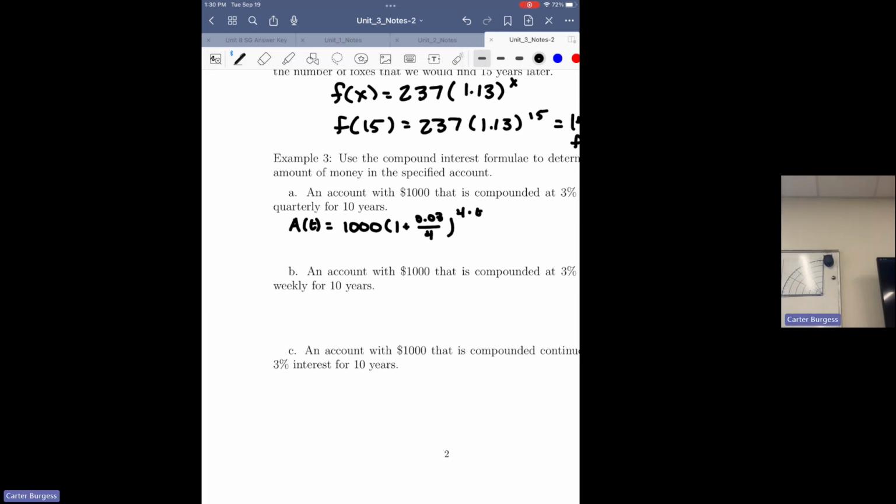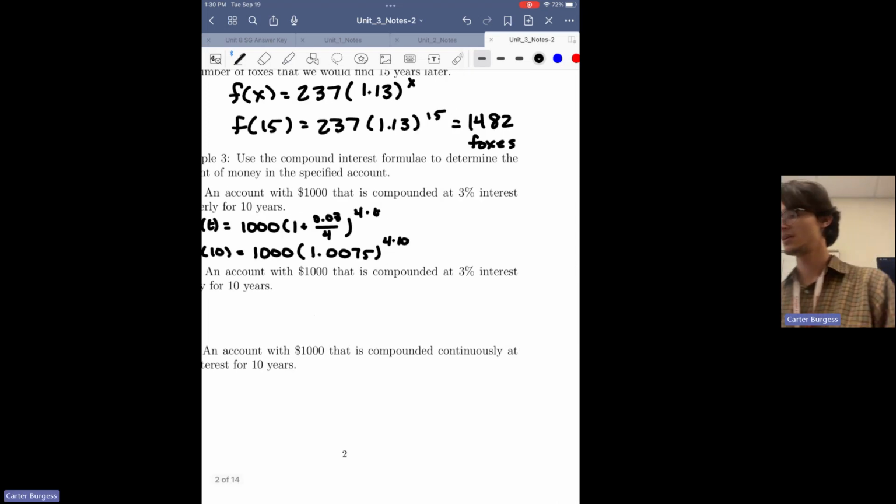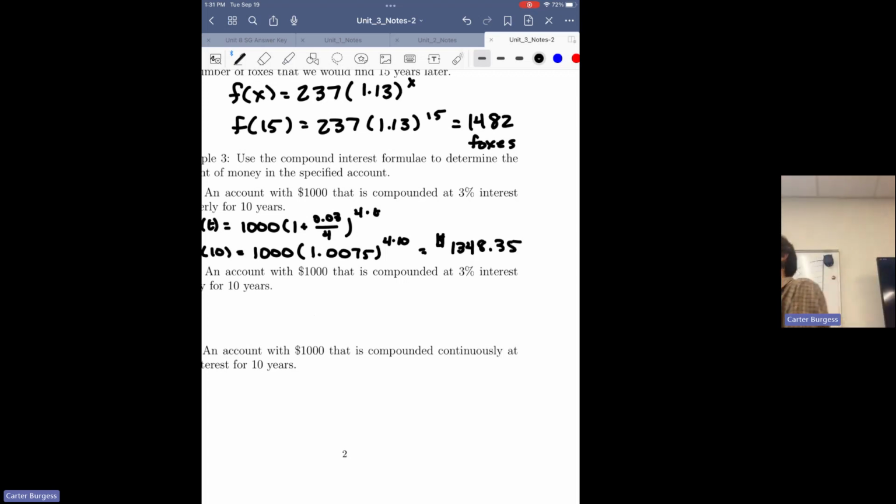All right, so how do I find what's going on after 10 years? Well, that's just going to be a simple matter of taking our value for T and subbing this in. So this is 1,000 times 1.0075 to the power of 4 times 10. I get from this, rounded to 2 decimal places since we're talking about money, $1348.35.